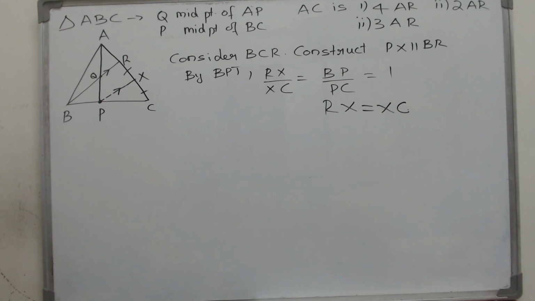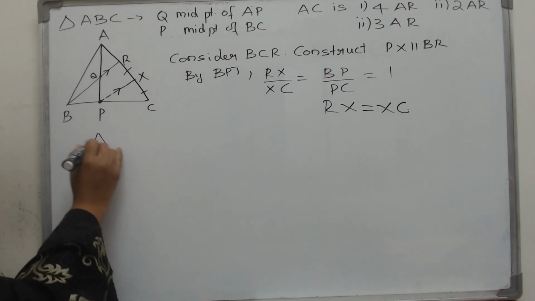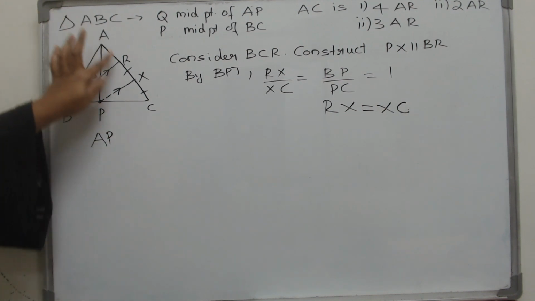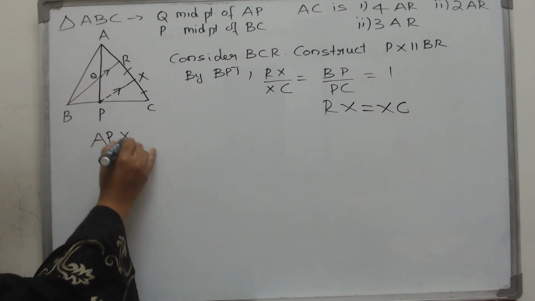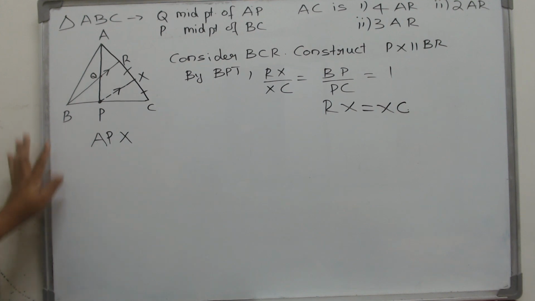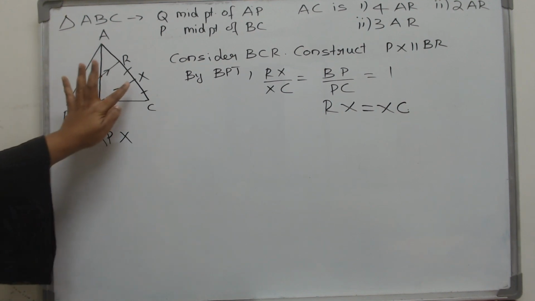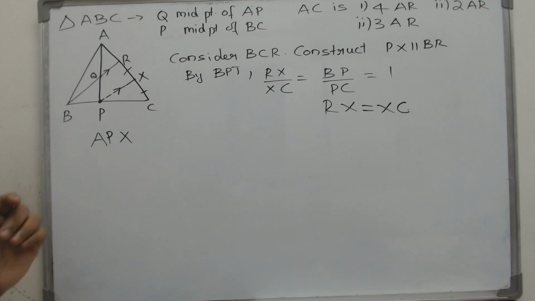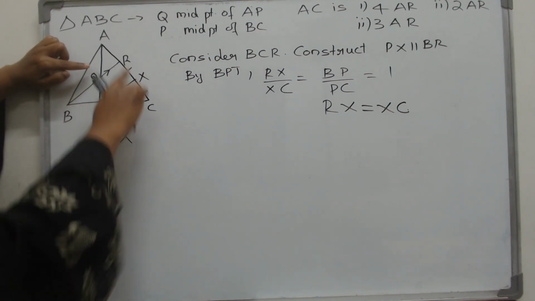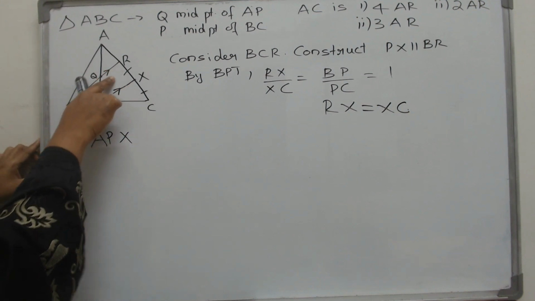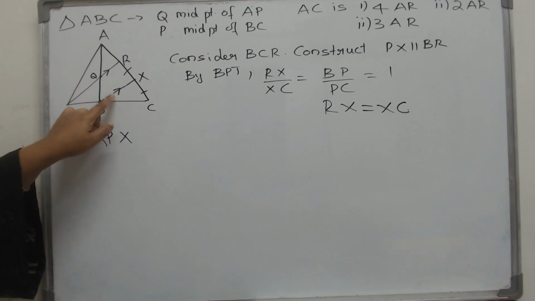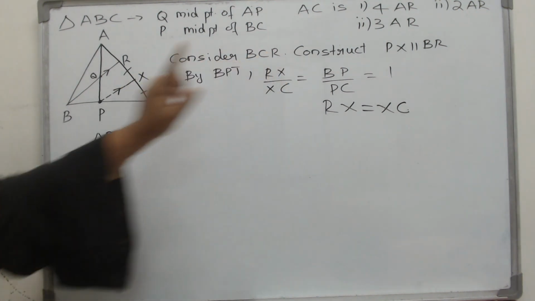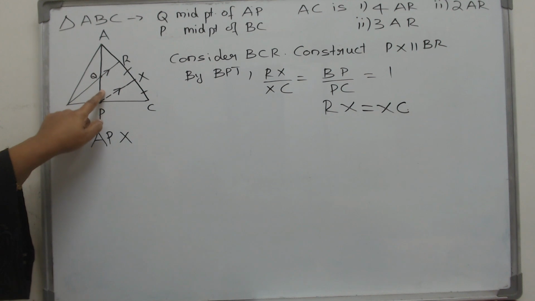So let us find a way to use it. Let us connect AP, and what we need is AR, right? Why don't we consider the triangle APX? So if you consider the triangle APX, you just do not get a triangle. What do you get? Inside the triangle, you have a line QR which is parallel to PX, because that is how we constructed it. It is parallel, which means what?